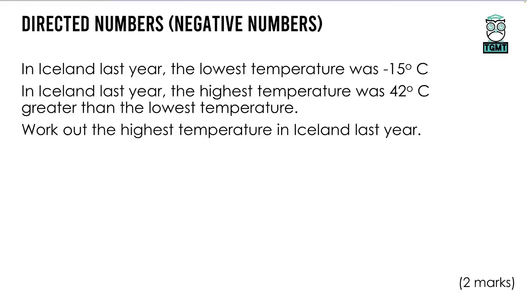Okay, so looking at some negative numbers. It says here in Iceland last year, the lowest temperature was -15 degrees. And in Iceland last year, the highest temperature was 42 degrees greater than the lowest temperature. Work out the highest temperature in Iceland last year. Now, if we think about this in terms of a number line, we have -15 degrees being our lowest. We don't know what our greatest was just yet, but we know somewhere along this number line is going to be the 0. Now, in order to get to the 0, we've got to go up by 15.